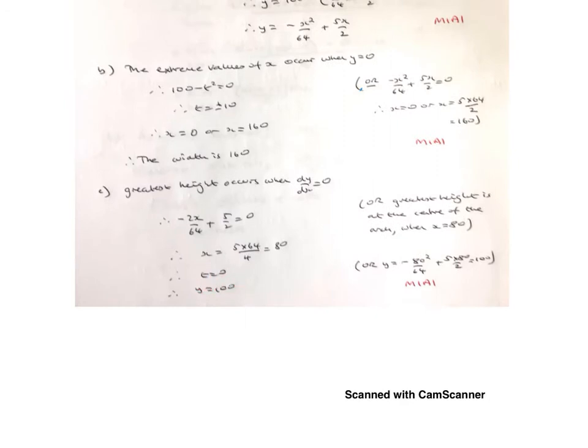You could think about the fact that the greatest height occurs at the centre of the arch because it is symmetrical, it's quadratic, so it's at that point there. This was 0, this was 160, so it's where x equals 80. So we could do it in that way, and we get the same answer. When x equals 80, put that into the expression here, and we get the same answer.